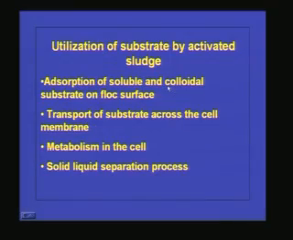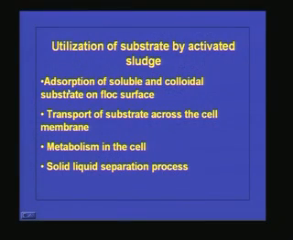Now, we will see how the microorganisms utilize the organic matter present in the system. We have seen that we are aerating the system, and a lot of organic matter, either in colloidal form or dissolved form, is present in the wastewater, and the bacteria are using this organic matter. So, how are they using the organic matter? What are the steps involved? It is basically a 4-step process.